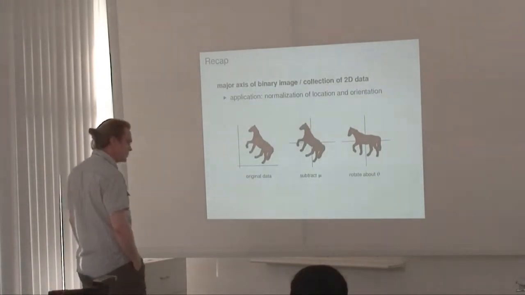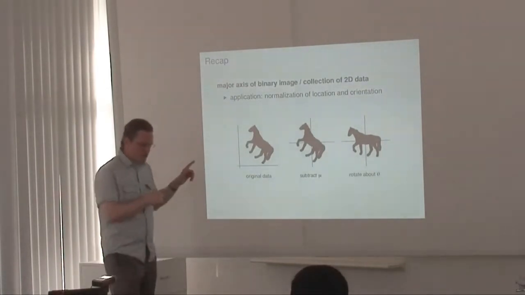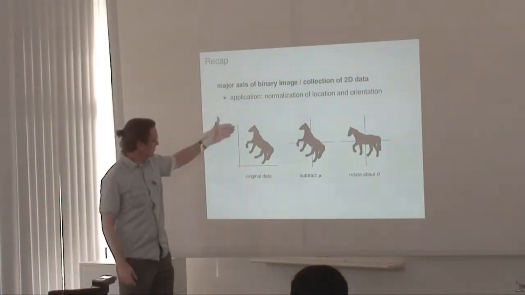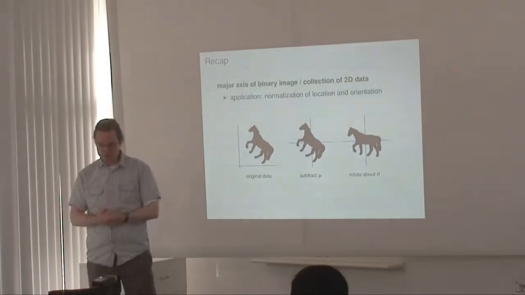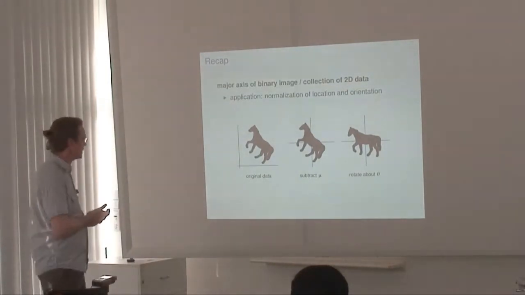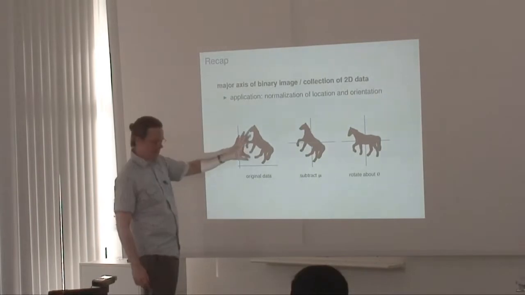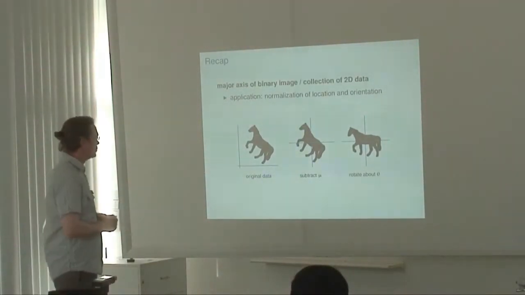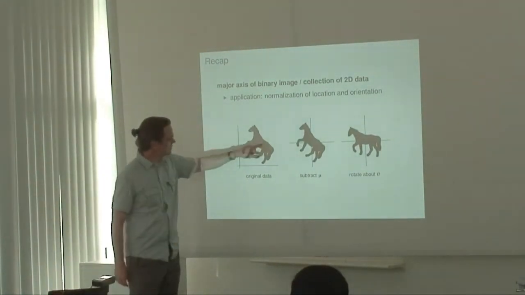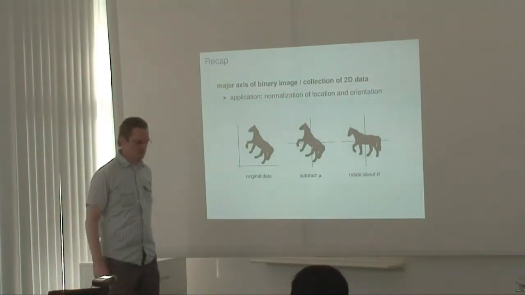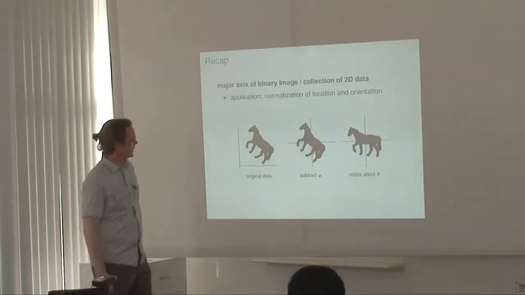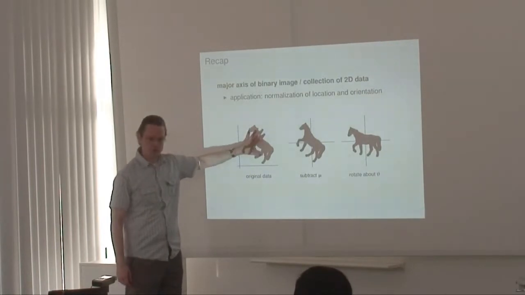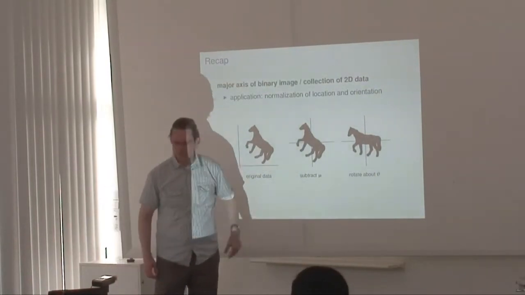Now, how can we use the information we uncovered last time to transit from the original coordinates to this intrinsic coordinate system? Say we are given a collection of points, which again, just for visualization, I'm showing you here as a binary image. We can then compute the mean of this collection of points or of this binary shape and subtract it from every data point. That would move the shape or collection of points to the origin, as in here.